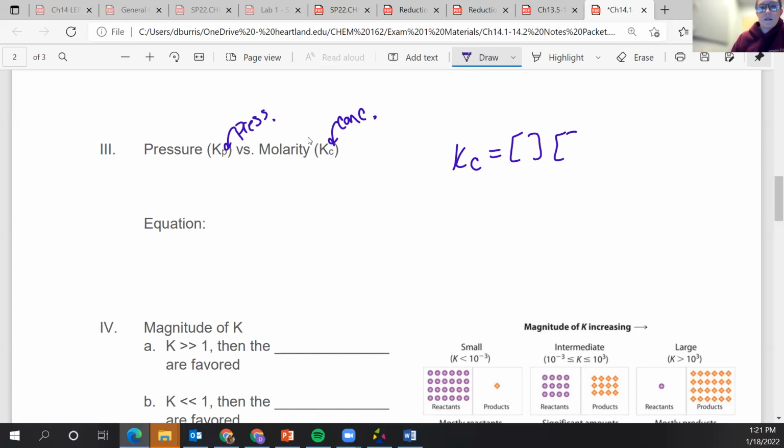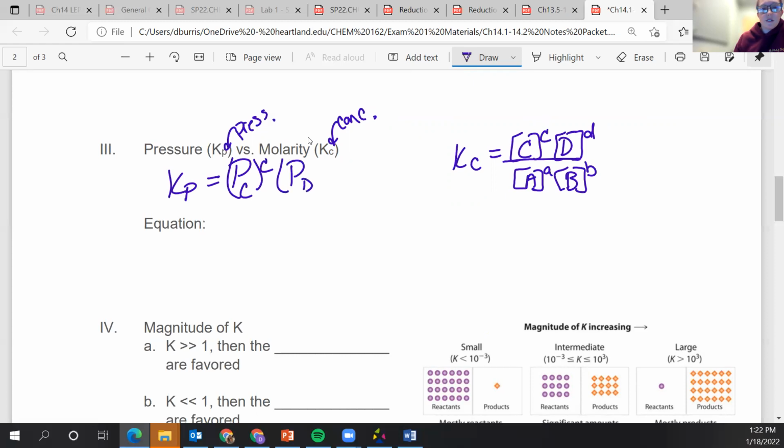C to D over A to B. Pressures are similar, except you're just going to use partial pressures. So it's the partial pressure of C to the c power times the partial pressure of D to the d power, over the partial pressure of A to the a power times the partial pressure of B to the b power. So it's just the same. You're just going to use partial pressures, and you can calculate this as well.